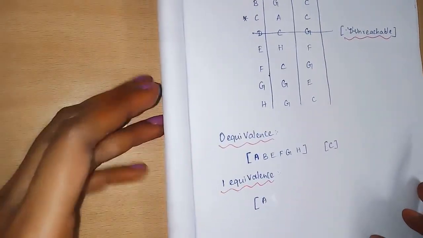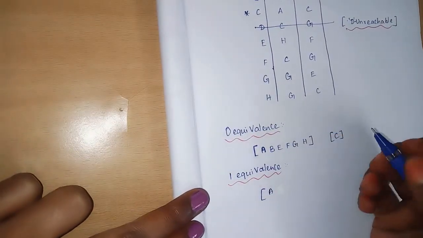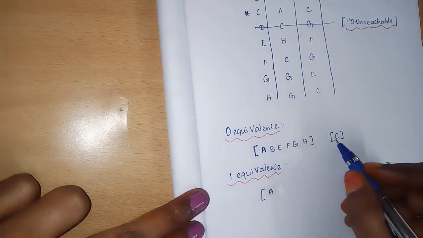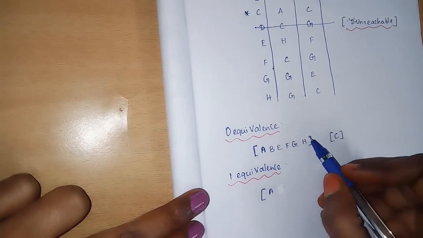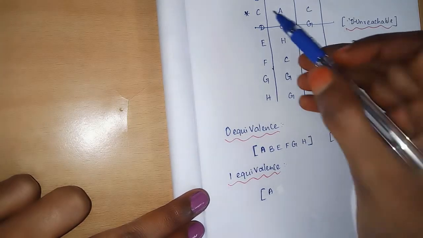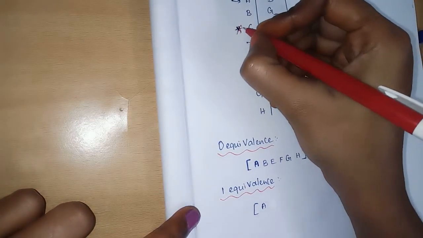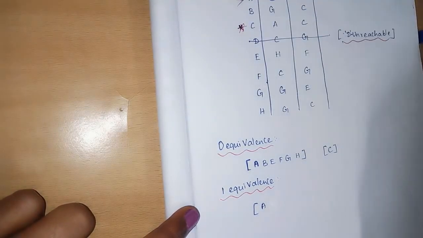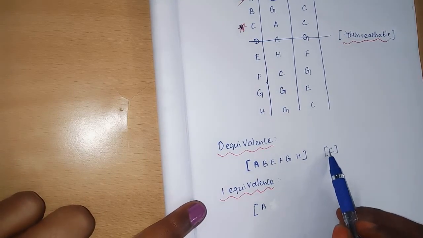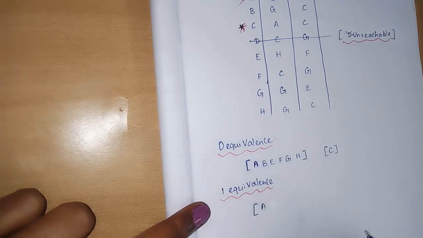Next we'll see the zero equivalence. How do you see the equivalence of states? For zero equivalence, we separate the states into two sets: one is the set of non-final states and the other is the set of final states. Here C is a final state and A is an initial state. So I just separate it like this: this is the set of final states and this is the set of non-final states.